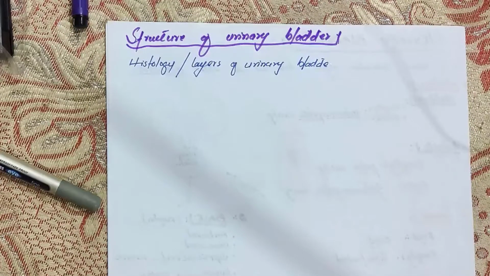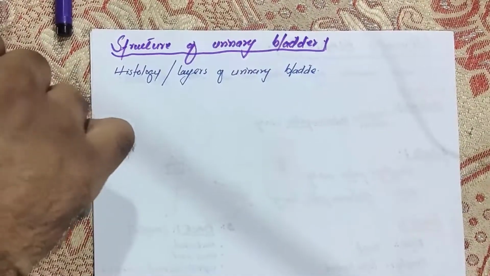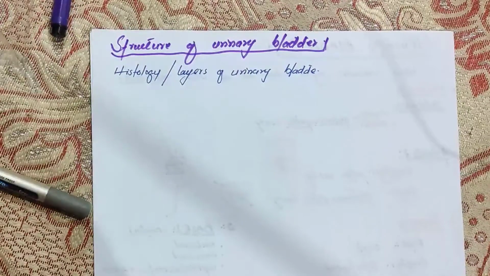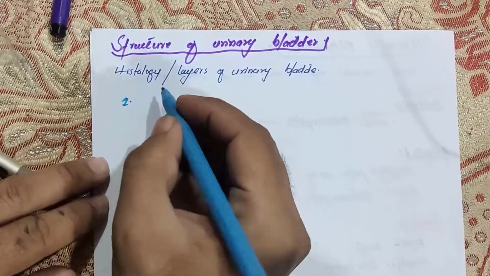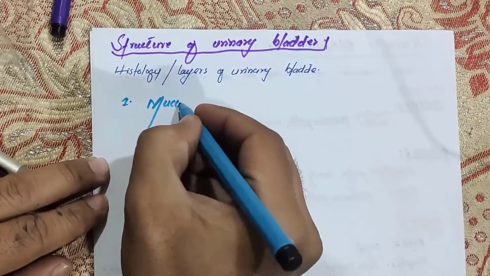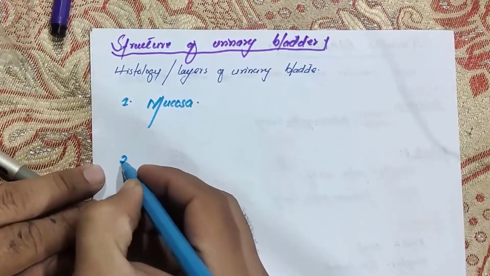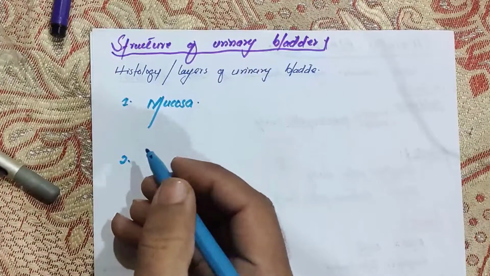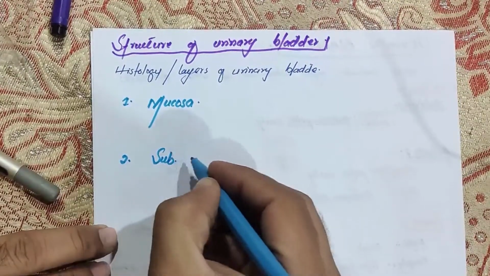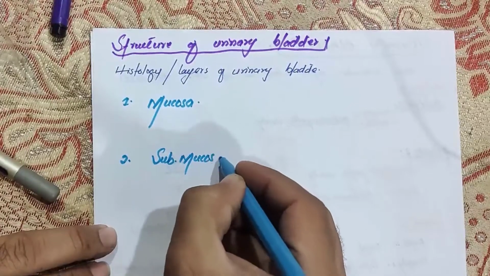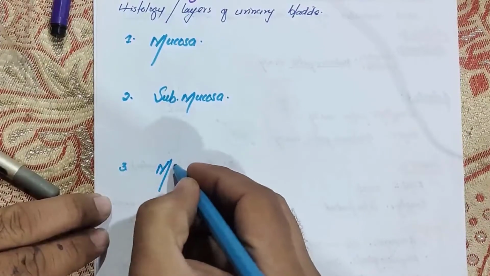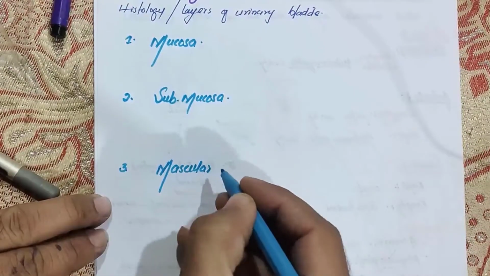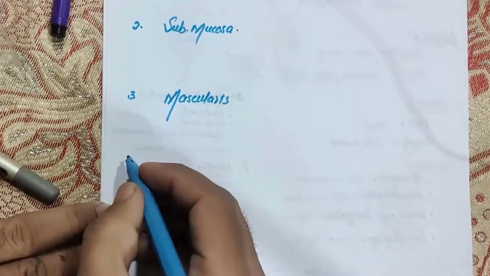So our urinary bladder is composed of how many layers? The 4 layers. The 4 layers of the urinary bladder are: the innermost layer is called the mucosa, right? Then the second layer is called the submucosa. We don't want to make it complicated. And the third layer is called the muscularis. And the fourth layer is called the serosa.